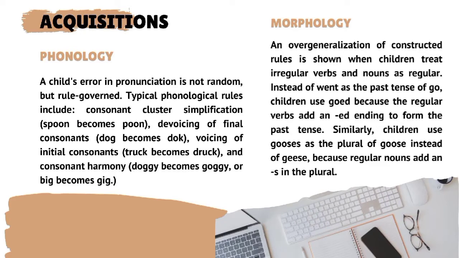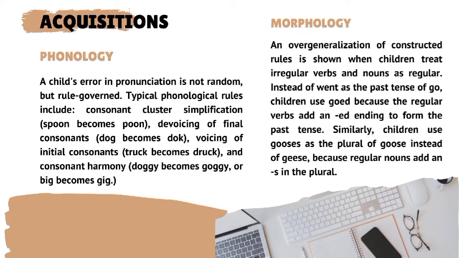Acquisition. We have phonology and morphology. Under phonology, a child's error in pronunciation is not random, but rule-governed. Typical phonological rules include consonant cluster simplification, "spoon" becomes "poon"; devoicing of final consonants, "dog" becomes "duck"; voicing of initial consonants, "truck" becomes "druck"; and consonant harmony, "doggy" becomes "goggy," or "big" becomes "gig."